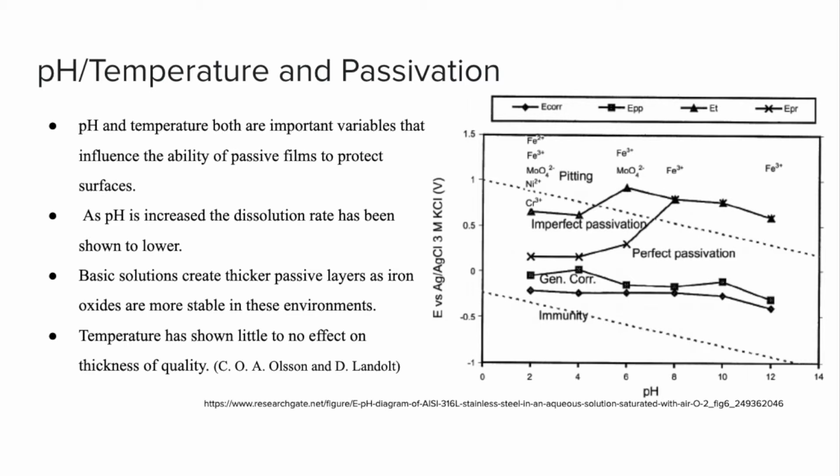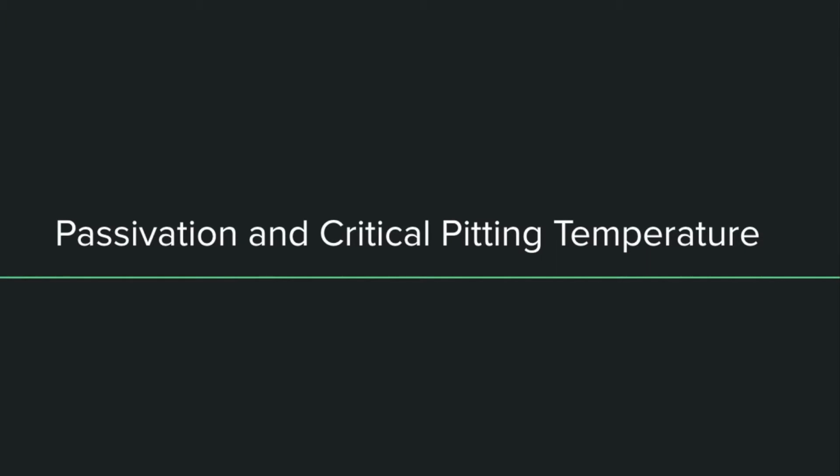pH, temperature, and passivation. pH and temperature are both important variables that affect the passive layer. As pH has increased, the dissolution rate has been shown to lower. Basic solutions have been shown to create thicker passive layers as iron oxides are more stable in these environments. Temperature has shown little to no effect on the quality of the passive layer.